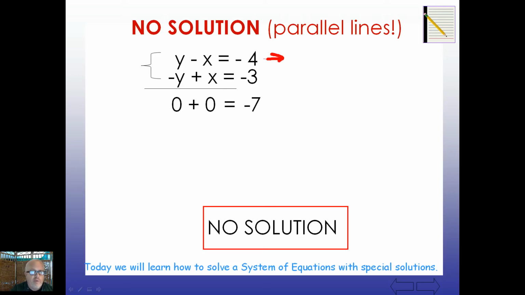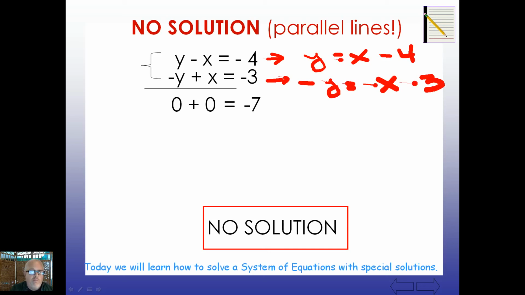So in this case, if we were to isolate y, we'd add x to both sides. I'd get y equals x minus 4. I don't care about this y-intercept as long as it's different, or else they'd be coinciding. Let's look at this other one. If we were to move the x over, negative y equals negative x minus 3, but now I multiply through by -1 to make this a positive y, and I get y equals x plus 3. Notice our slope here is 1, our slope here is 1, so these lines are parallel. Two parallel lines are never going to cross, so we have no solution.